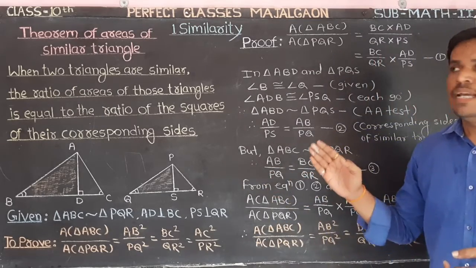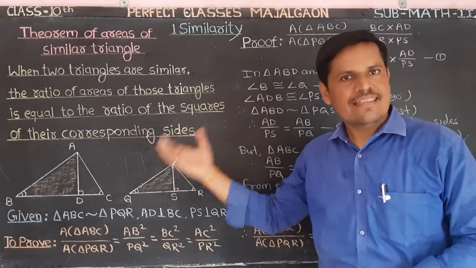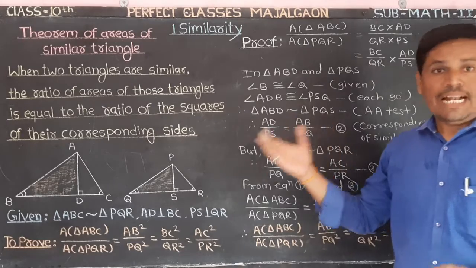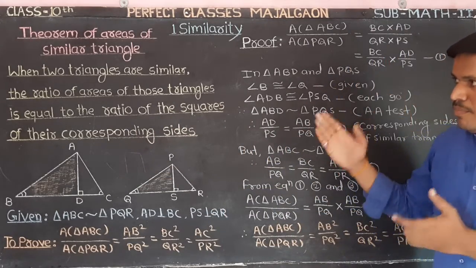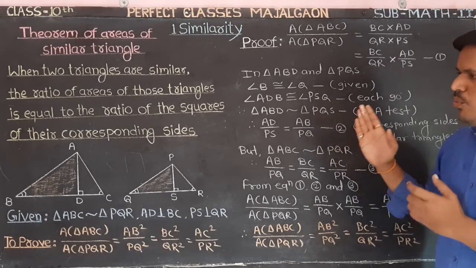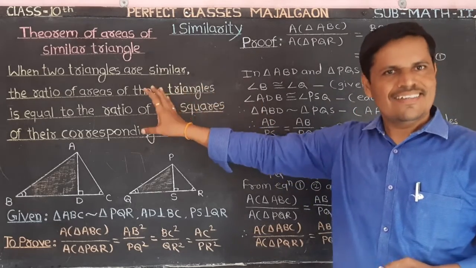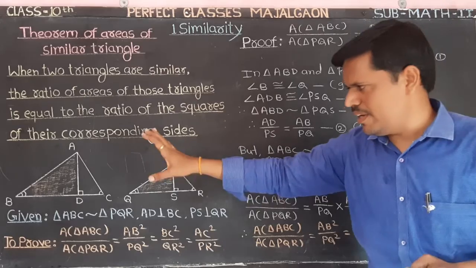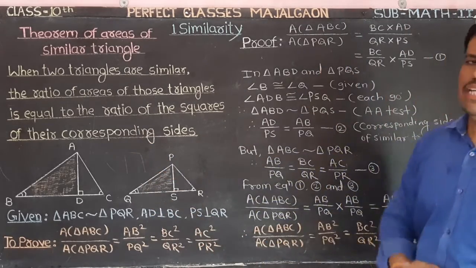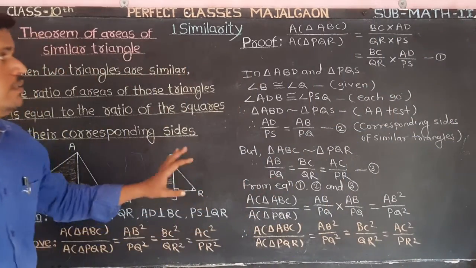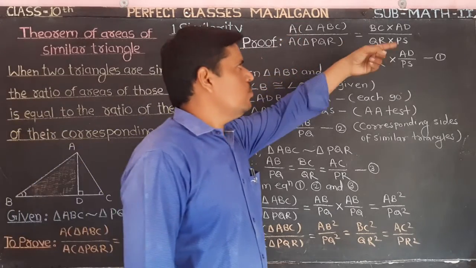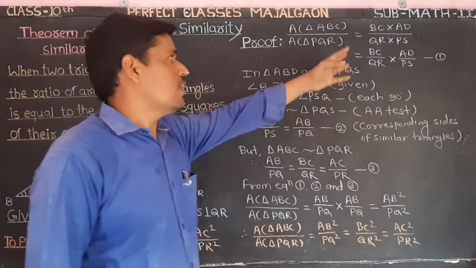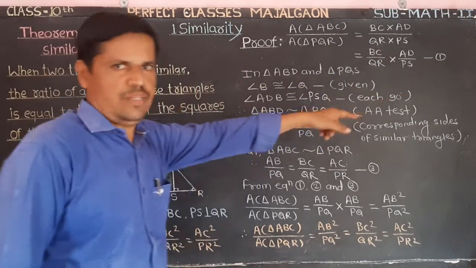Here we stop. In the next video we see practice set 1.3. The practice set 1.3 is based on this theorem. How can you remember this theorem? First we read the statement carefully, then we construct the figure, write the given and to prove, and then we write the proof. Here first we write the ratio of areas of two triangles is equal to the ratio of the product of their corresponding bases and heights. This is equation number 1.